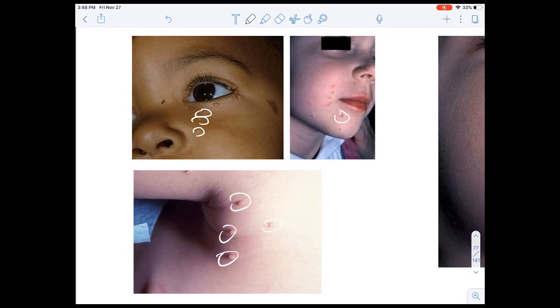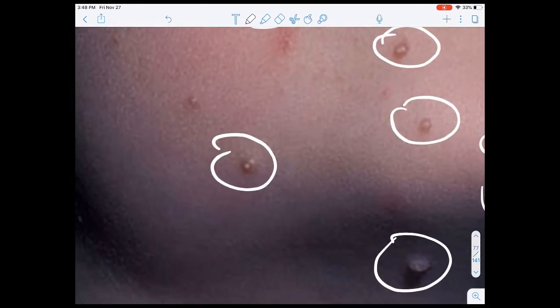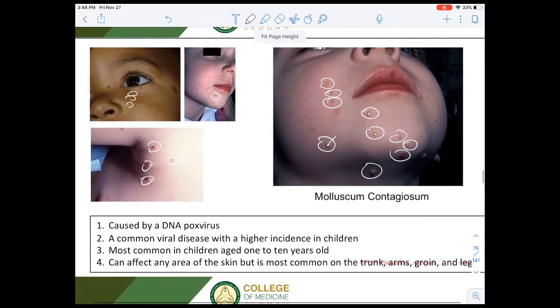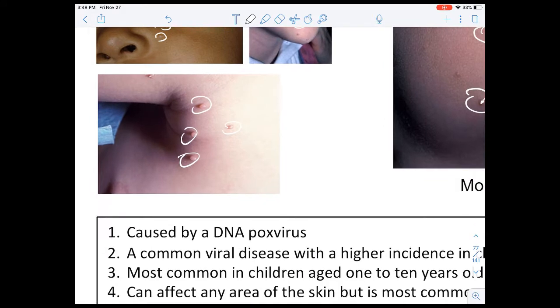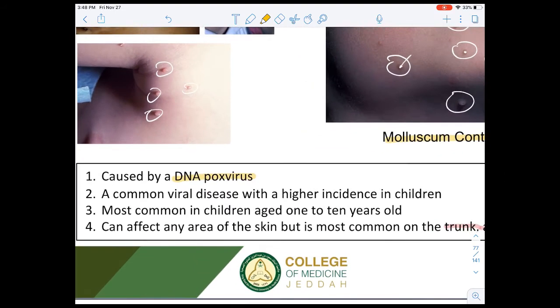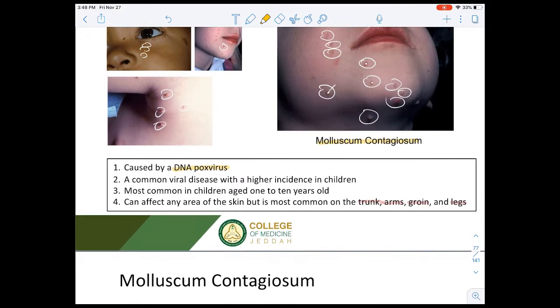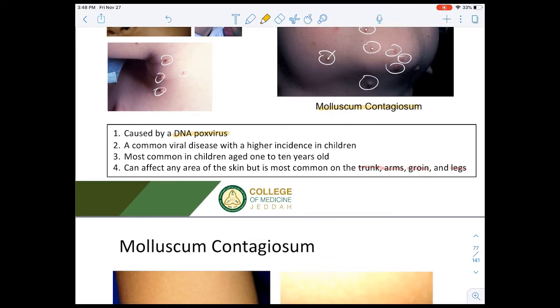And if you would view them more closely, you would see that these are actually umbilicated. There's some kind of umbilicus, just like the one we have in our body, in the center of these lesions that are observed with molluscum contagiosum. So it's caused by a DNA pox virus, and this is the same pox virus that actually causes cowpox, right? So they're from the same family. And it's a common viral disease with higher incidence in children.